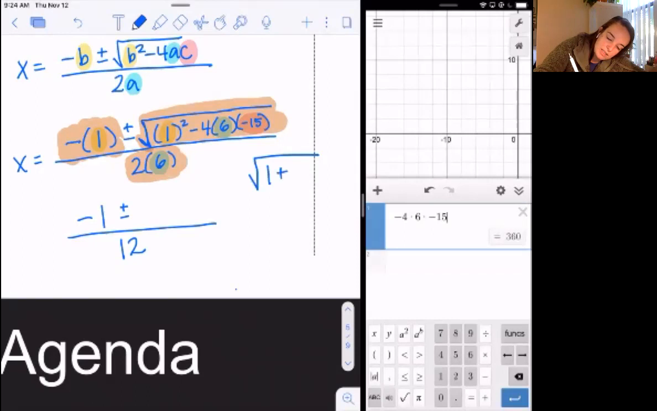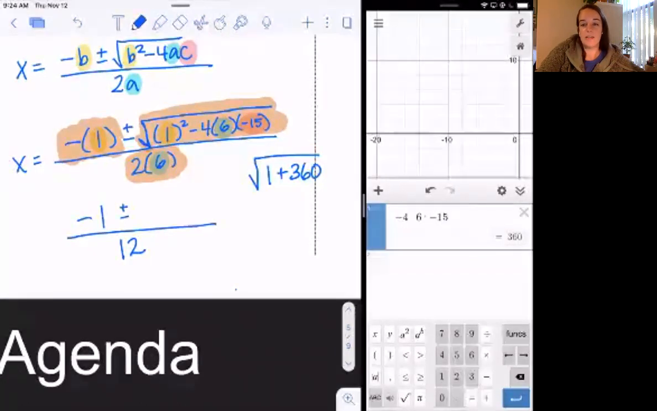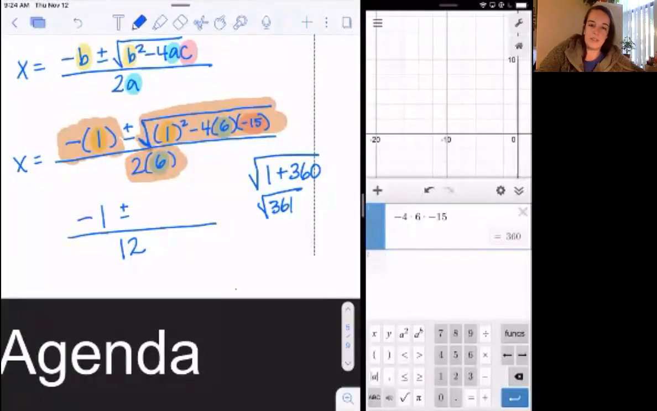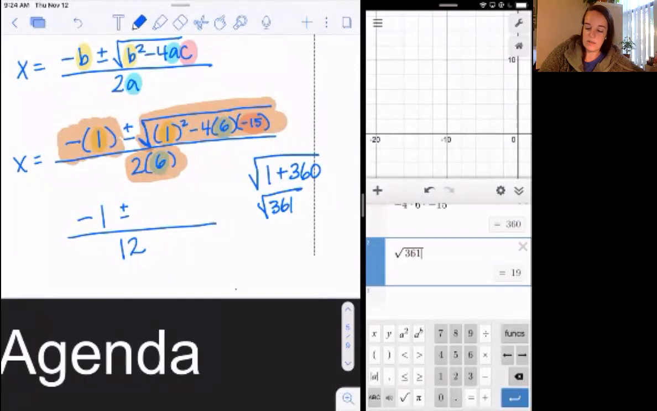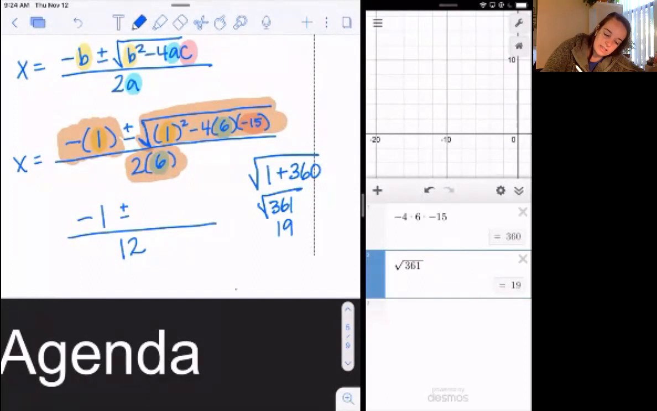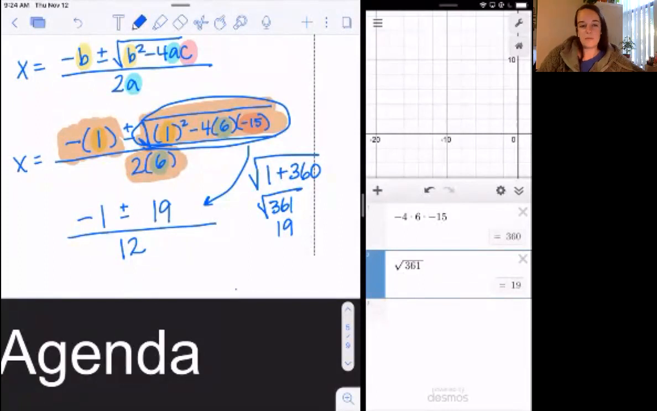So I'm going to write plus 360. It's positive, therefore it's a plus sign. If it was a negative 360, right, then I would be minus 360. So I have 1 plus 360, which I know is 361. So I need to do the square root of 361. So I'm going to go back to my calculator. The square root of 361 is 19. So I know that this entire zone has turned into 19.